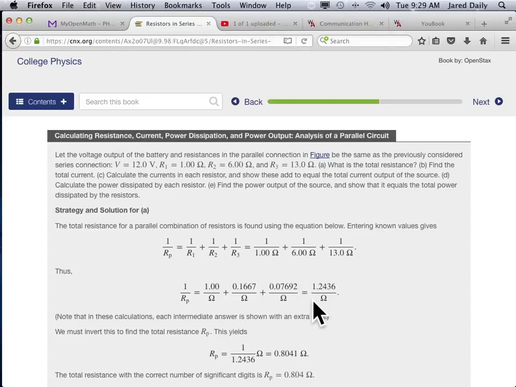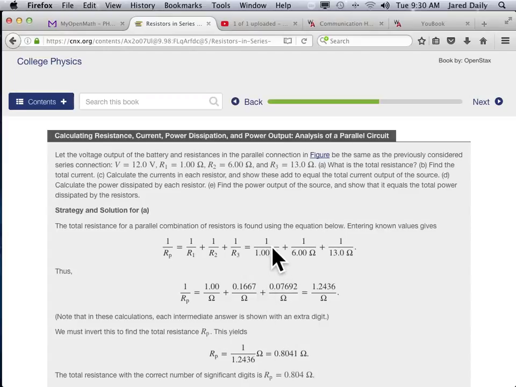You don't divide by ohms to get a resistance. It would be ohms. So in order to get a resistance, we need to turn this on its head: 1 over this number. 1 over 1.2436 times ohms is correct. And you get 0.8041 ohms. And what we said before when we were talking about the river analogy is that the total resistance should be smaller than the smallest resistor, and it is. 0.8 is smaller than 1, which was the smallest resistor we started with.